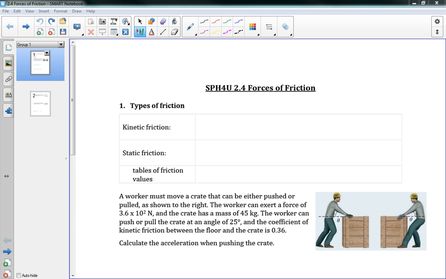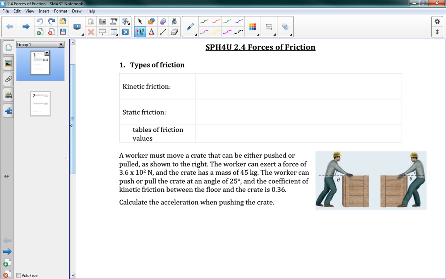Hello and welcome to 2.4 Forces of Friction. So we're going to take our two-dimensional force problems and extend them now to problems that have friction in them. If you remember, there are two types of friction.